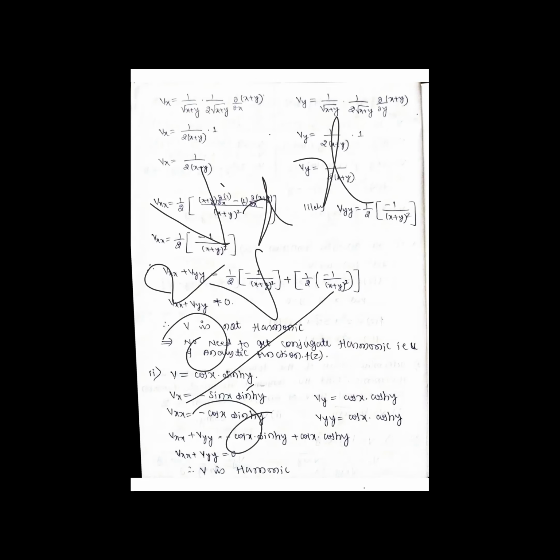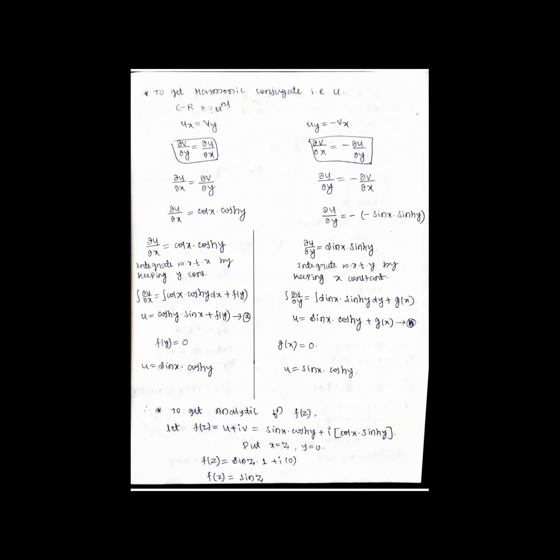So here we are using Vxx. The meaning of Vxx is dou square V by dou x square, and the meaning of Vyy is dou square V by dou y square. So we are using the partial differentiation. Understood? See, V is harmonic here. Once it is harmonic, only then go for the harmonic conjugate, that is U. So that is the procedure here.